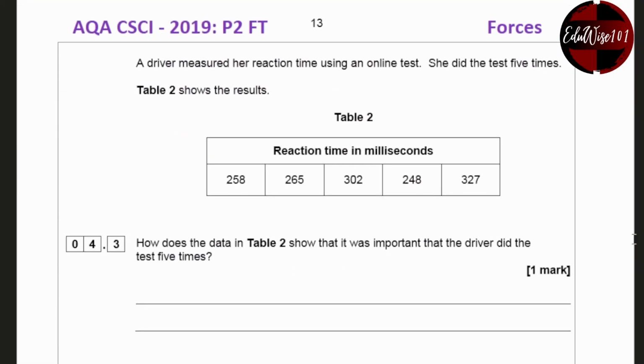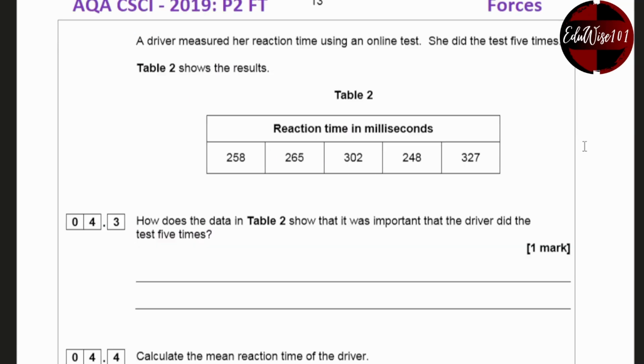A driver measured her reaction time using an online test. She did the test 5 times. Table 2 shows the results. So you have the reaction time in milliseconds, 258, 265, 302, 248, and 327. So the data is all over the place.